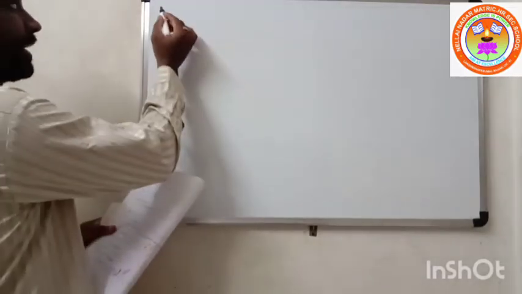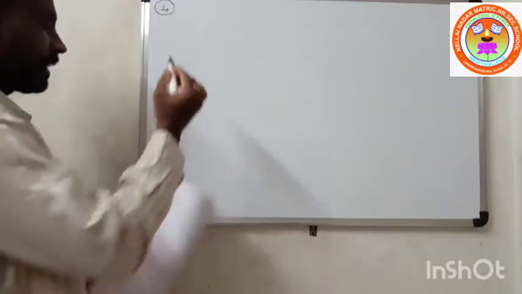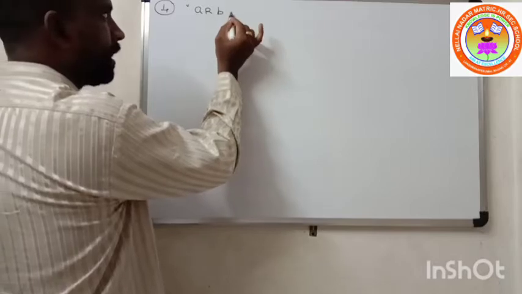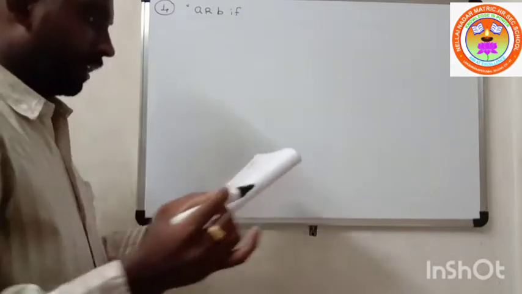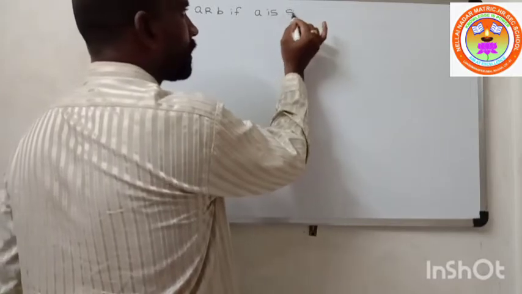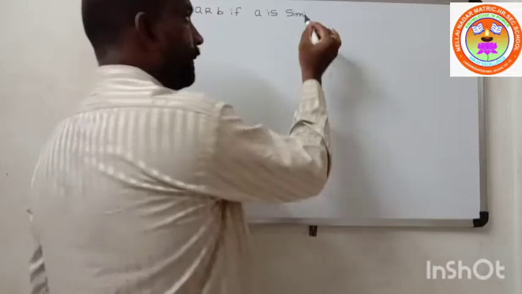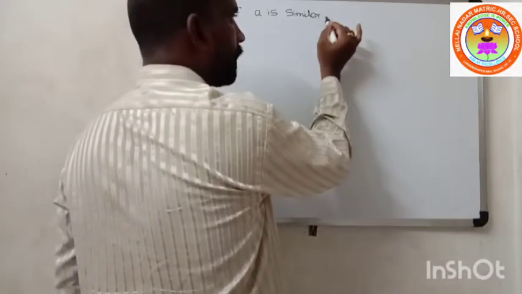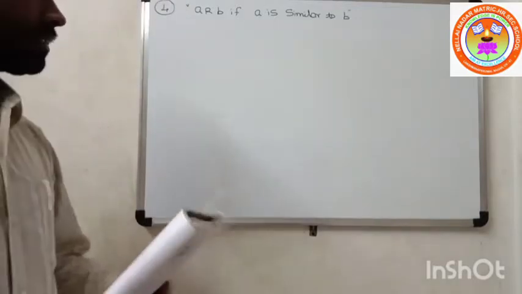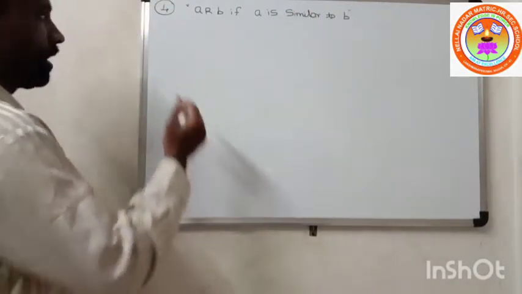Now I am going to the fourth sum. A related B if A is similar to B. Similar means sides are proportional.